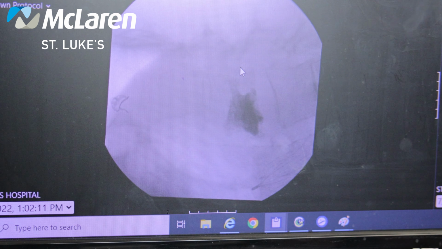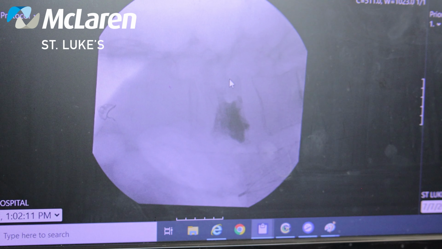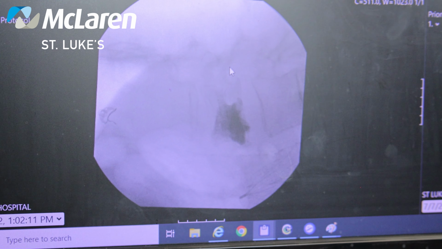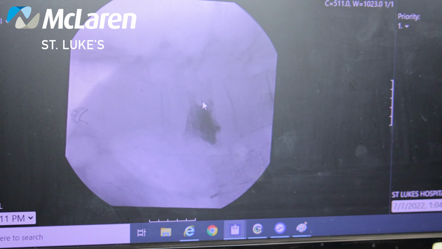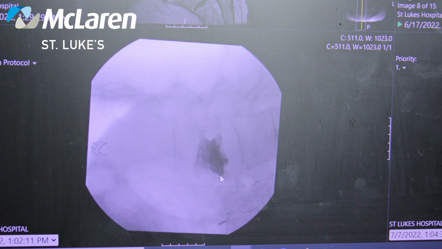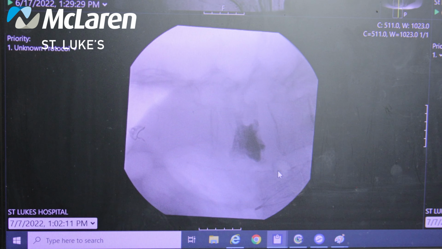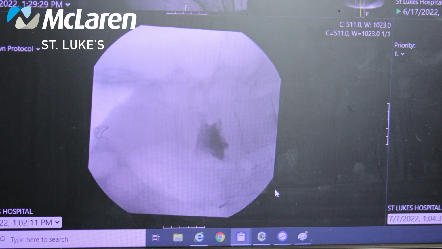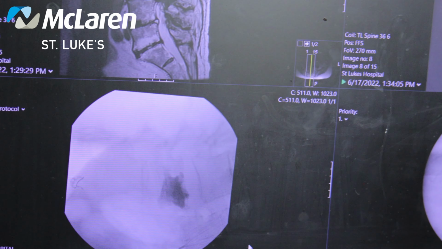We tend to not try to fill the very back because we don't want to risk pushing anything into the space where the nerves are. So this is a reasonably good result of cement in a kyphoplasty and a good example of what a compression fracture looks like on an MRI.